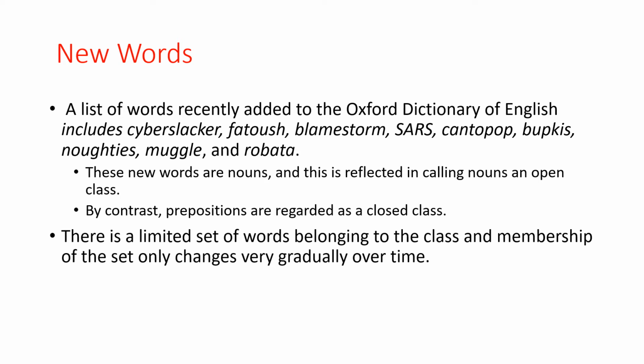By contrast, prepositions are regarded as a closed class. That is, there is a limited set of words belonging to the class, for example, above, along, at, below, beside, between, during, for, from, in, near, on, outside, over, past, through, towards, under, up, with, and so on. And membership of the set only changes very gradually over time.